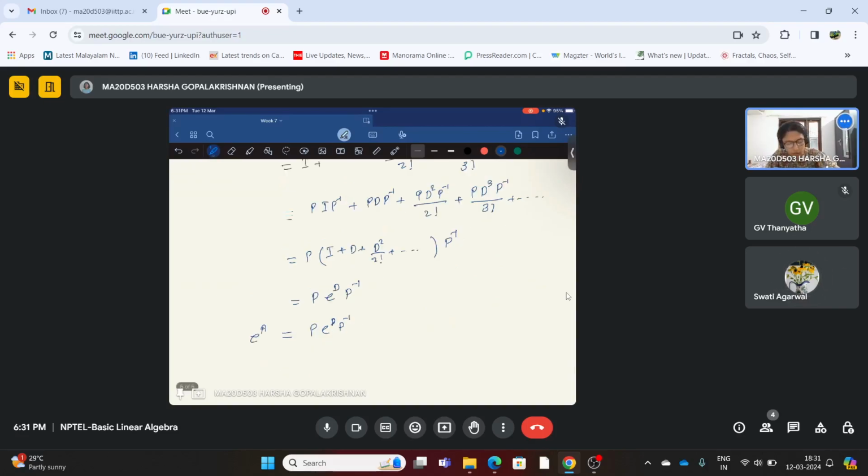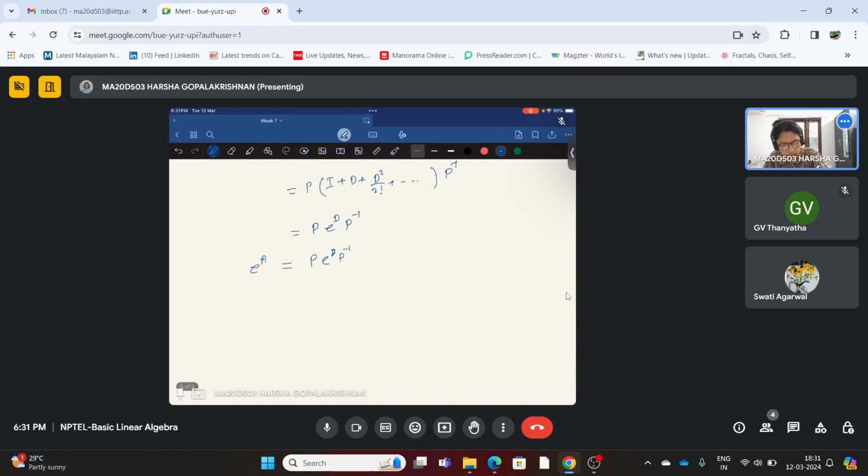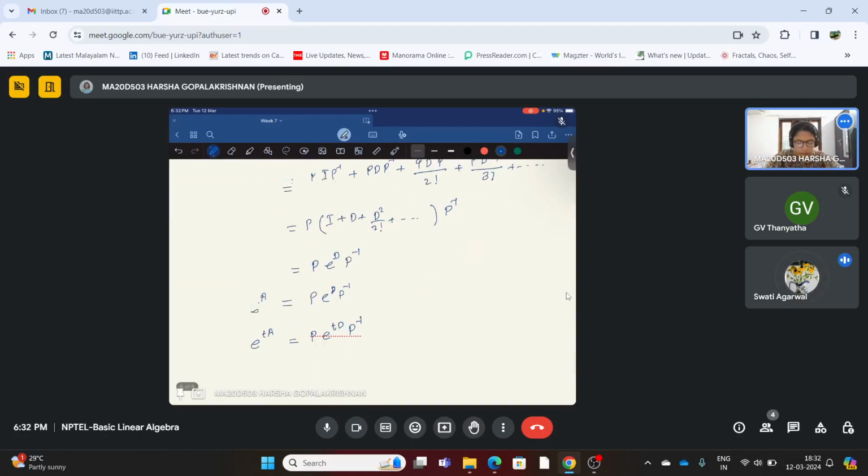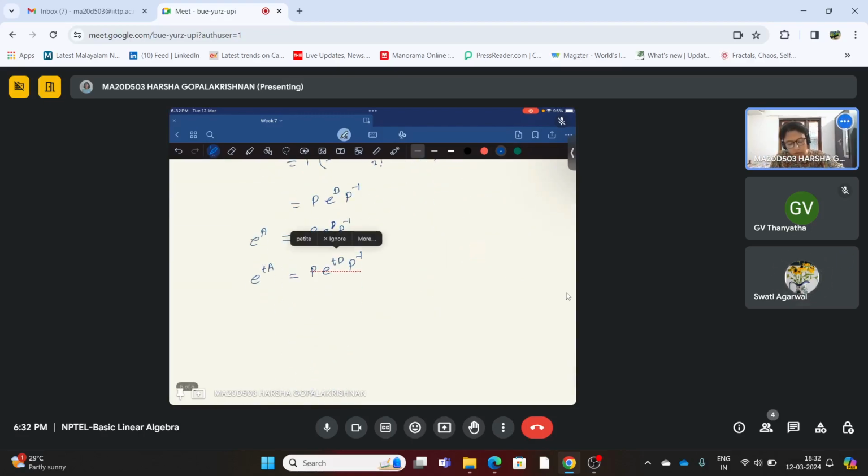Like instead of A, if I am giving tA, which is just a scalar multiple, some variable t, it will come as P e power tD P inverse. You can follow the same steps for that also; it is easy to follow just like this. Now finding e power tD, is this difficult for you? What is e power tD?